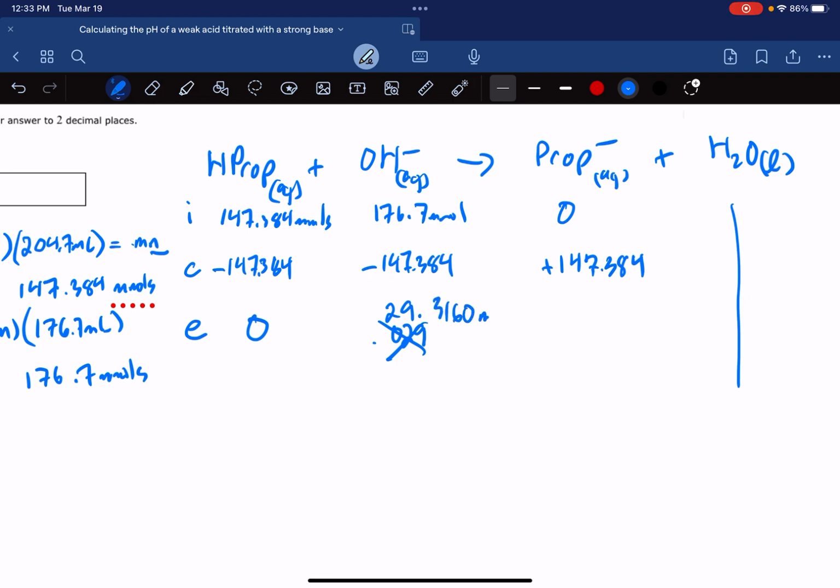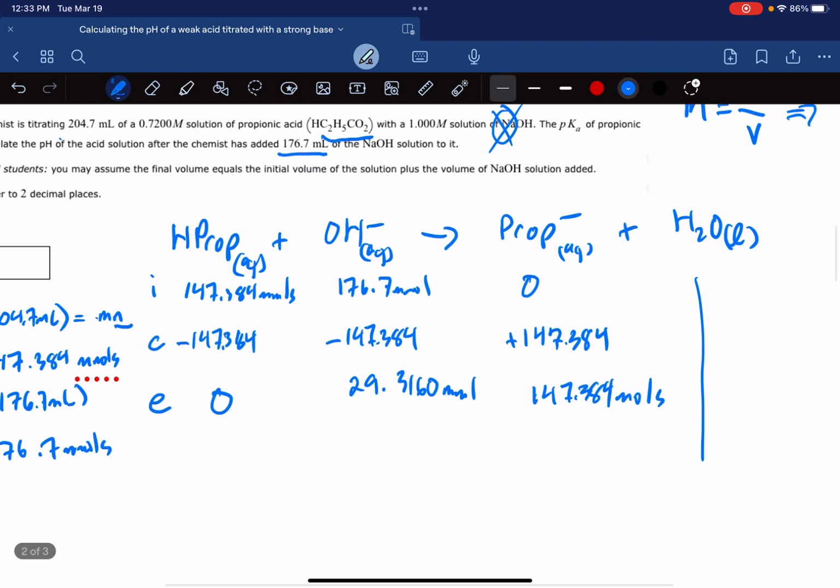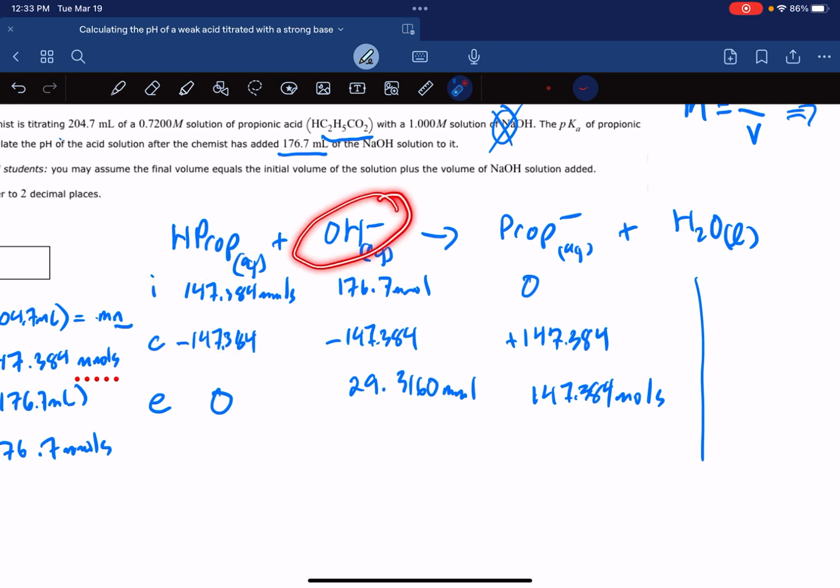29.3160 millimoles. I want to keep us with millimoles here, so we're going to scribble this out here. 29.31, and then down here, when we add these two together, we're going to end up with 147.384 millimoles. So here's what's really, really important in this. When we take a look at our problem, we have none of the original acids left. In other words, we've put so much base into our titration that it overran the weak acid. So what we do have left is 29.3160 millimoles of strong base.